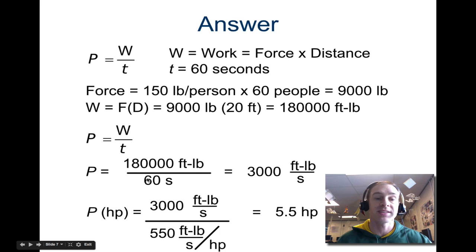The time is 60 seconds because it's a minute. That's 3,000 foot-pounds per second. And when we divide that by 550 foot-pounds per second for 1 horsepower, we get 5.5 horsepower. So hopefully you got both of these as your answers. If it didn't work out, if you're not really sure what's going on, pause this, raise your hand, have me come over and help you out. That's what I'm here for.